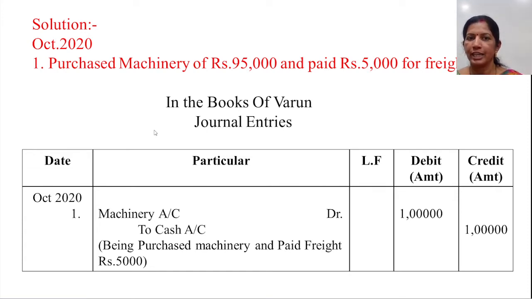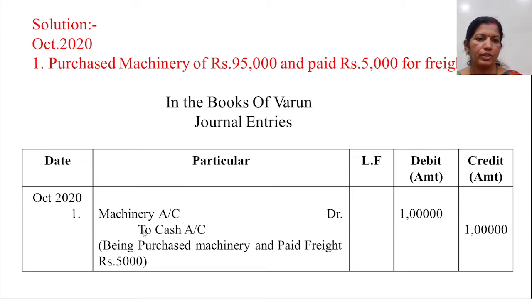Now, the journal entry, here two accounts we found, first machinery and second cash goes out, that's why cash. Now, see the journal entry, machinery account debit to cash account. Machinery comes in, that's why debited. Both are real accounts, machinery and cash. As per the rule of real account, machinery comes in, cash goes out. Debit what comes in, credit what goes out. See, machinery account debit to cash account.